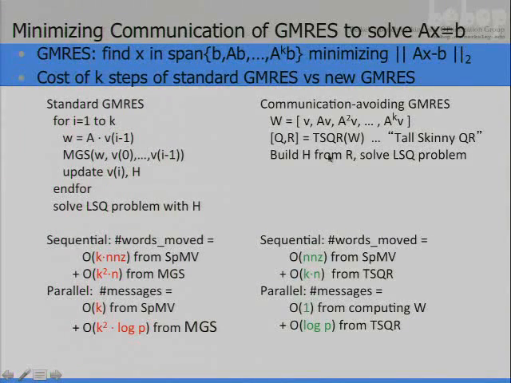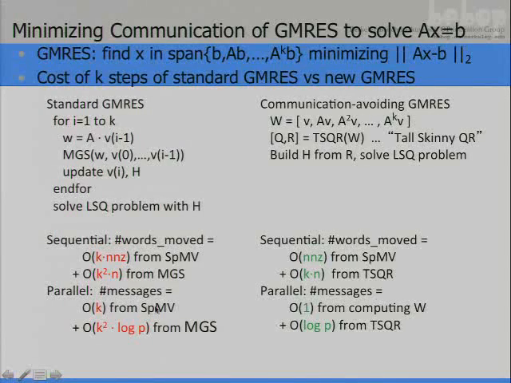So now what's the cost? Well, I only had to read the matrix A from slow memory to fast memory once in the sequential case. So the cost went from k steps times number of non-zeros to the number of non-zeros. The number of words moved from modified Gram-Schmidt dropped also by a factor of k. So the cost dropped by a factor of k in the sequential case.